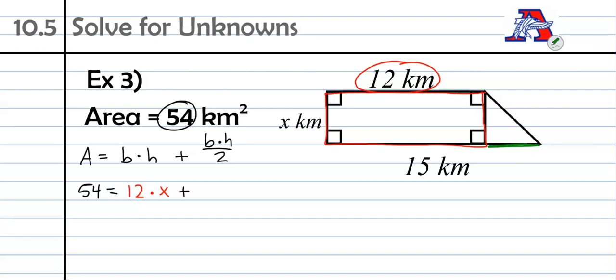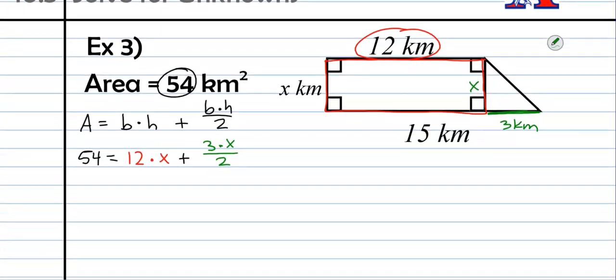So we need this little piece here. So that's where our 15 comes into play. That whole length all the way down was 15, but we've already used up 12 on the rectangle. So that means we have 3 kilometers left. Okay, and then our height is still x. So our triangle is going to be 3 times x over 2. All right, so now the question is, how do we solve that?